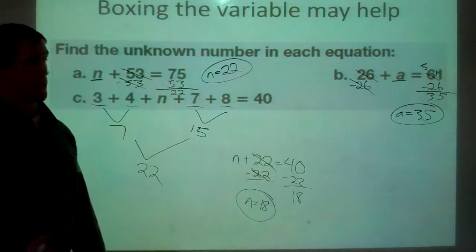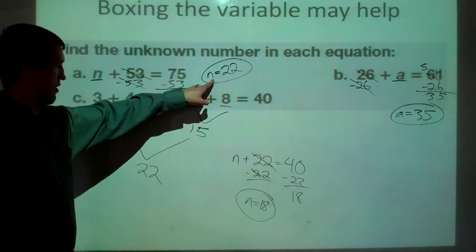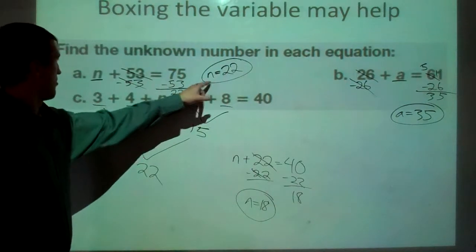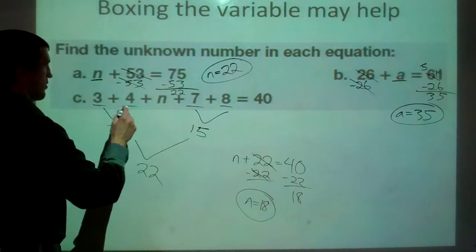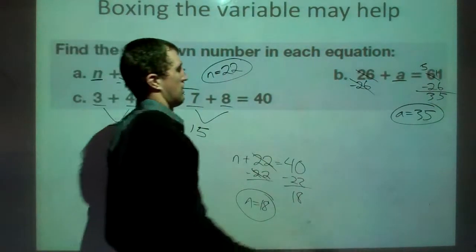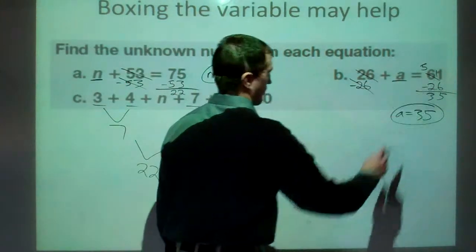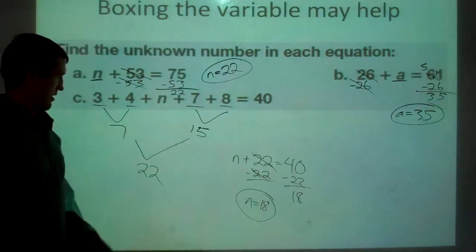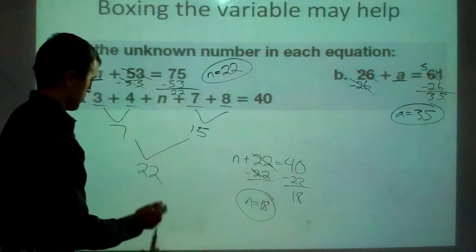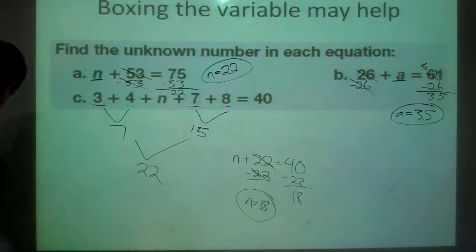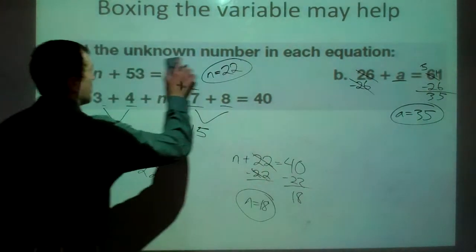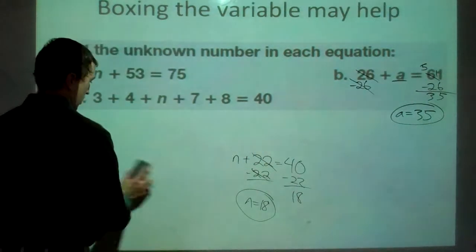And if we ever wanted to check any of these, we would just put whatever we get for our variable, plug it back in. If we got 22 plus 53, we should get 75. 35 plus 26 should give us 61. 18 plus 22 should give us 40. That's a way to check to see if you did it right. Okay. Now we're going to move on to subtraction real quick.